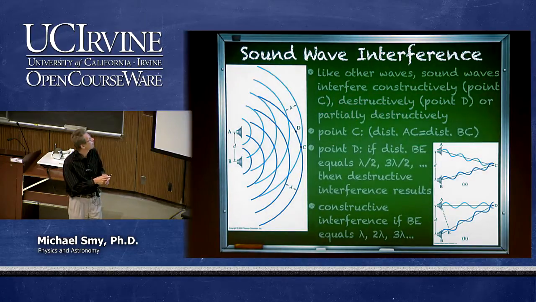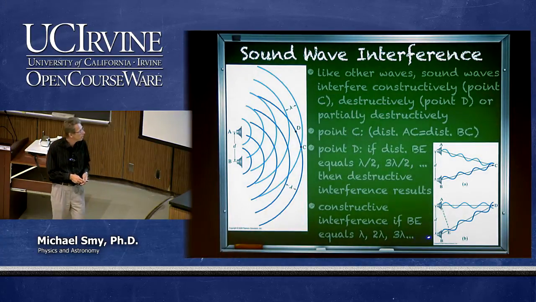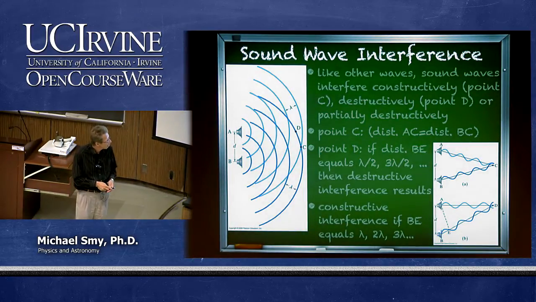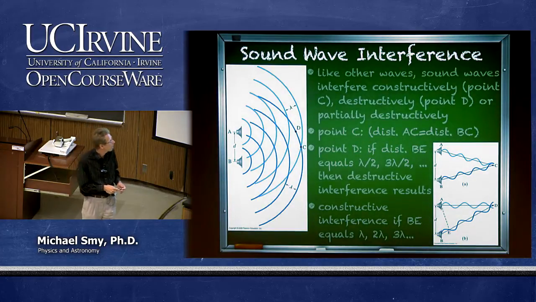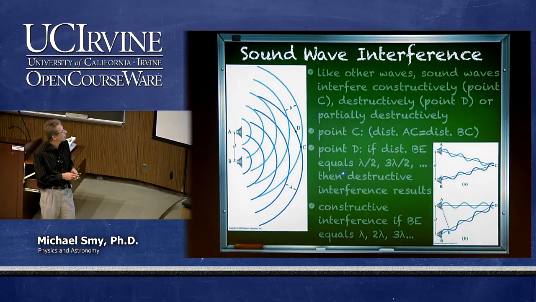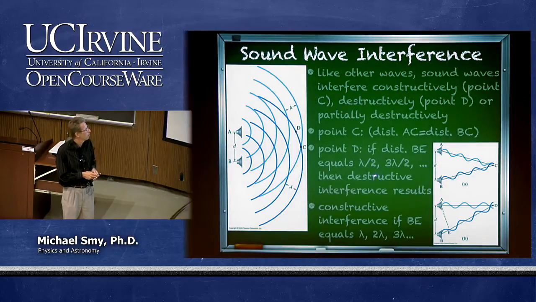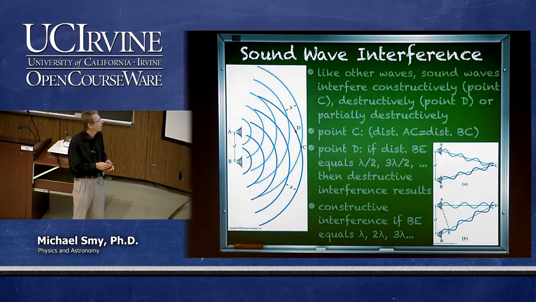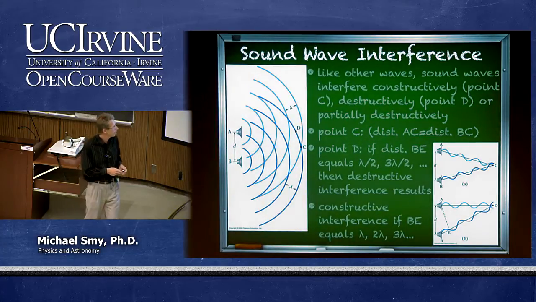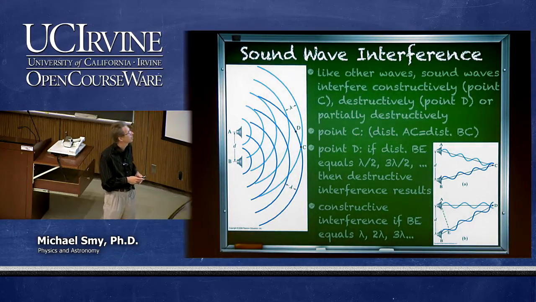However, if you move to some other position, for example, point D, the distances are now different. If I look at the triangle between loudspeaker A, point D, and point B, and mark off the shorter distance AD along the line of DE, and count how many wavelengths is the difference in path length between loudspeaker A and loudspeaker B, then if this difference, that is the distance BE, equals half a wavelength, or 3/2 of a wavelength, or 5/2 of the wavelengths, and so on, then destructive interference will result. However, if it's an integral multiple of the wavelengths, then constructive interference will result.